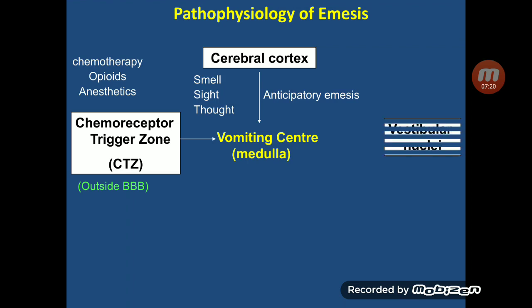Third is from your vestibular nuclei. This is generally from your ears, the nerve arising from your ears, the vestibulocochlear nerve. This nerve sends an impulse from your ears to your vomiting center whenever you are under motion, and thereby it can induce vomiting.